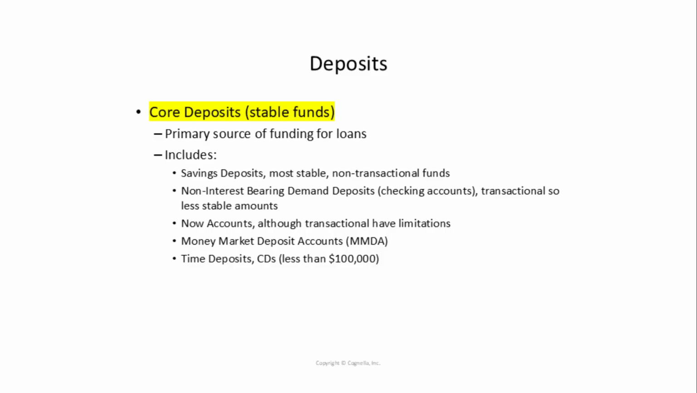Within deposits, we distinguish core deposits, which are stable and reliable, from other types. Core deposits include savings accounts and checking accounts. Money market deposit accounts and smaller CDs also count as relatively stable. Banks value these because they provide a dependable base of funds.